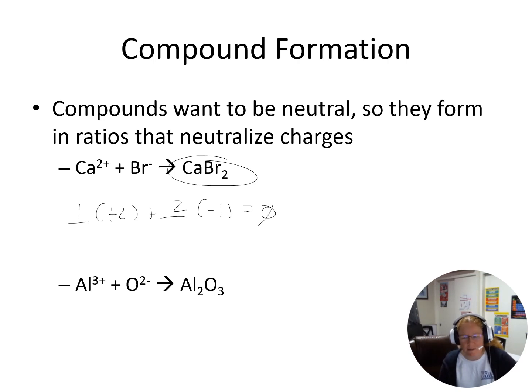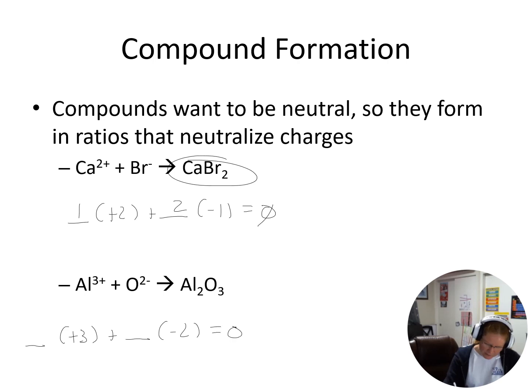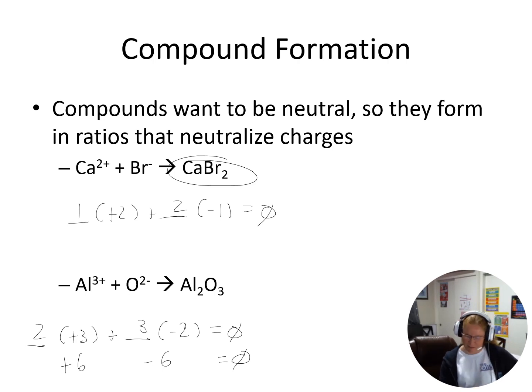Now, with aluminum and oxygen, when I make aluminum oxide, I have some number of aluminum at +3 plus some number of oxide at -2 has to equal 0. So what's my common number here? Well, it's 6. So 6 divided by 3 gives me 2. 6 divided by 2 gives me 3, which is why I get a formula that is the Al2O3. I need 2 aluminums, because that'll give me an overall +6. I need 3 oxides. That'll give me an overall -6, which gives me my charge balance of 0.